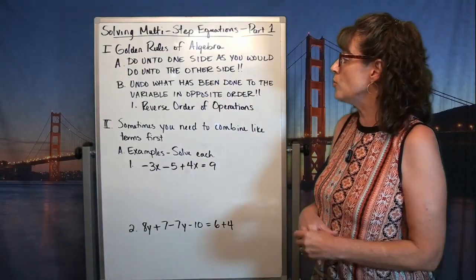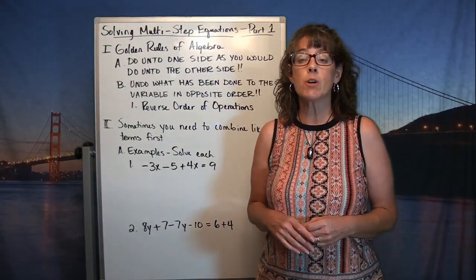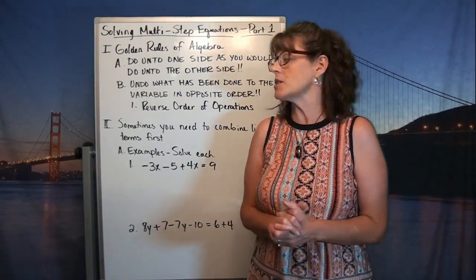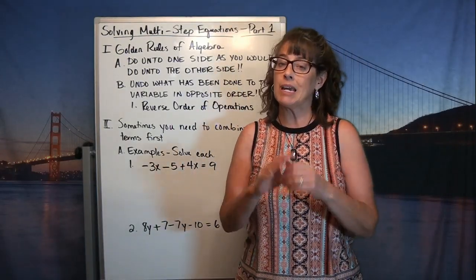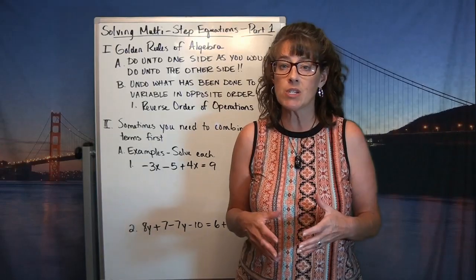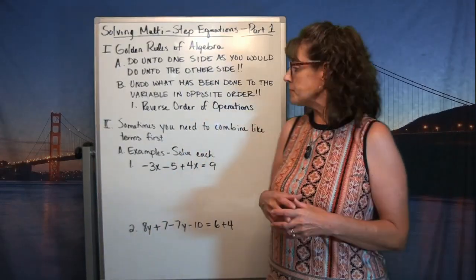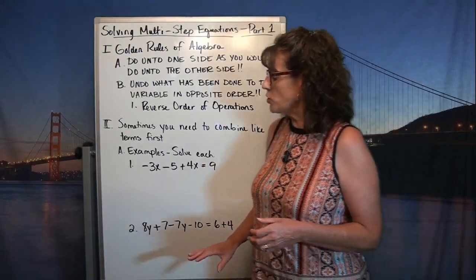The second of those golden rules says undo what has been done to the variable in opposite order, which means we're going to reverse our order of operations. Now, I've said this many times before, but hang on, because this is only going to take one step, so we don't need to worry about it too much now. We're starting to get there. So let's take a look at these two examples.